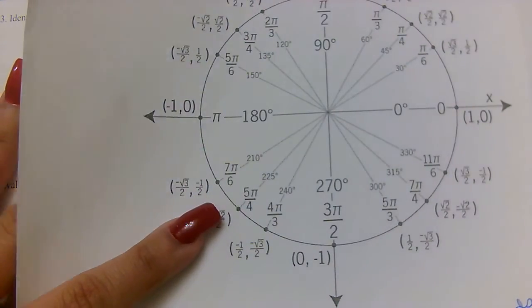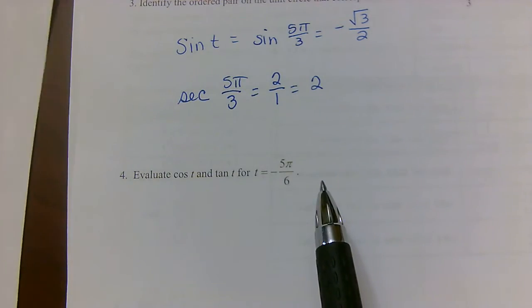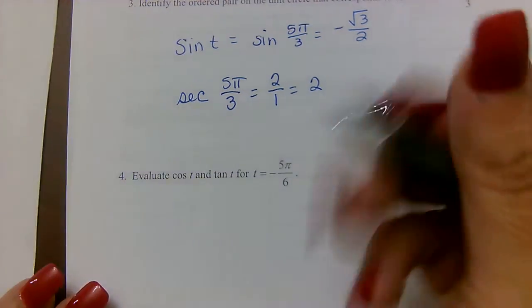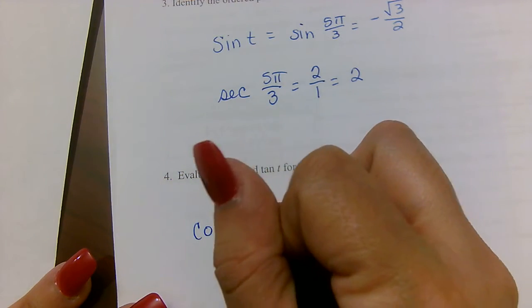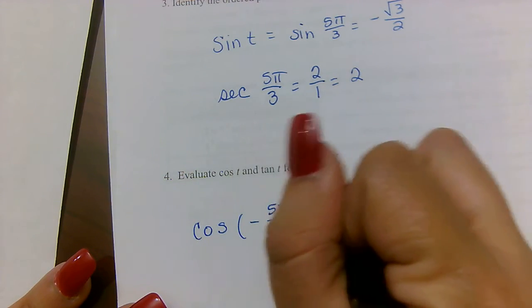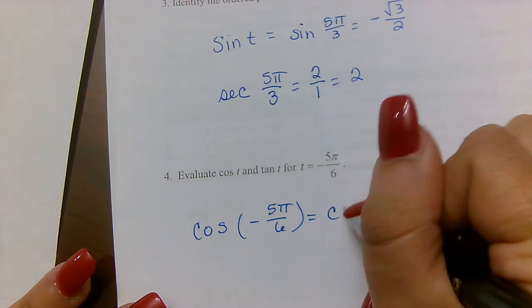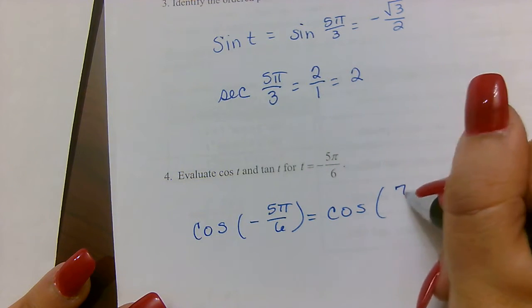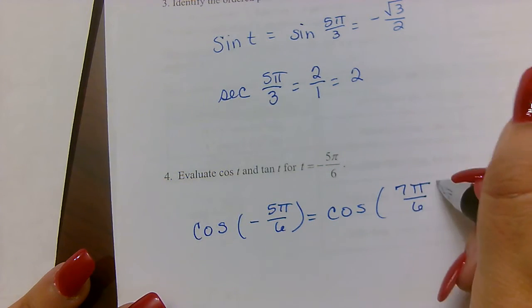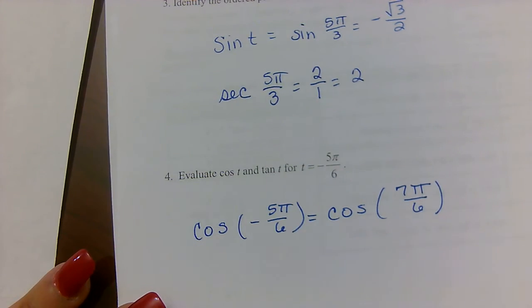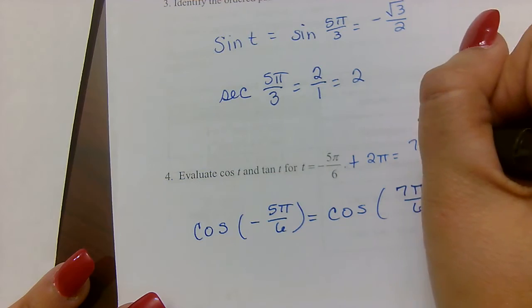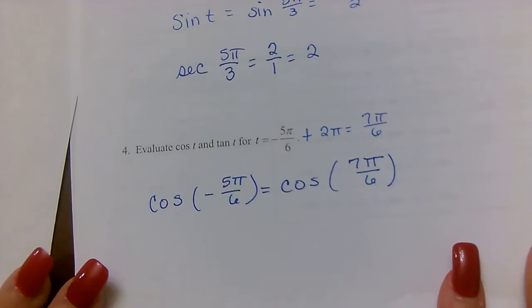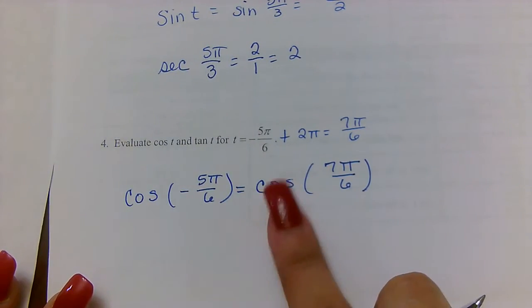So now that I know that this value is the same thing as 7 pi over 6, I'm going to write it like that. I'm going to say, okay, cosine of negative 5 pi over 6 is the same answer as cosine 7 pi over 6. How did I get from here to here? I added 2 pi. Okay, added 2 pi. Now, cosine.